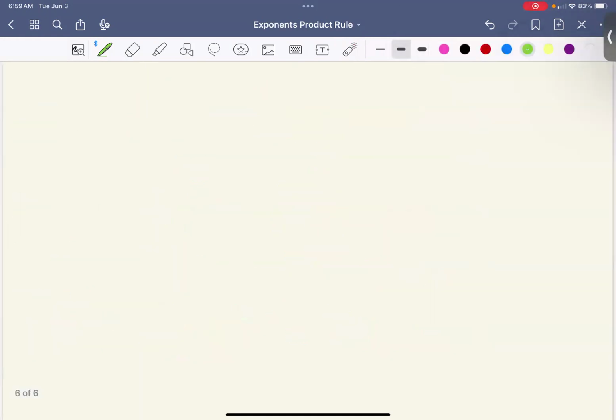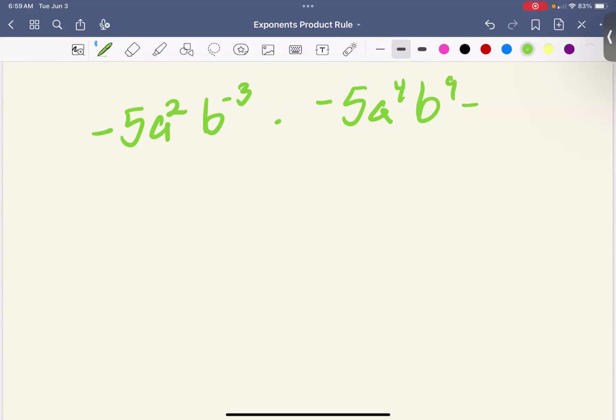Let's do some more. Let's say we have negative 5a to the second b to the negative 3 times negative 5a to the fourth b to the ninth. So we have the same base, so we don't have to change anything with negative 5. So we're going to have negative 5.